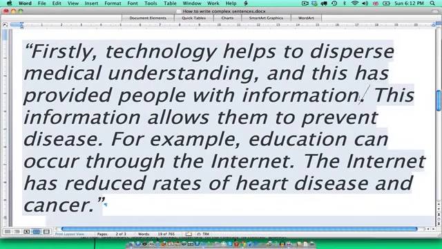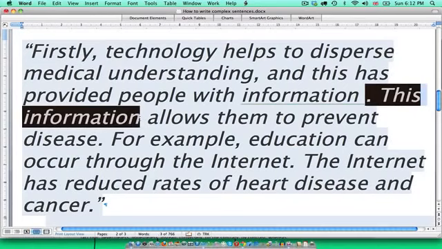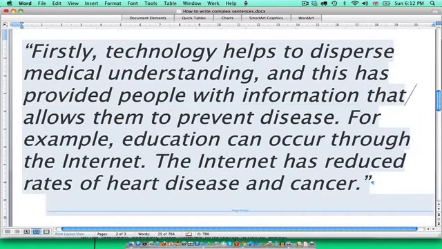Okay, well, why don't we link these two ideas together too? Because we have information and then information, so the repetition is uncomfortable to read. Let's link them with that. So now our opening sentence reads, firstly, technology helps to disperse medical understanding, and this has provided people with information that allows them to prevent disease. Okay, so we're starting to see the logical progression between these simple ideas.